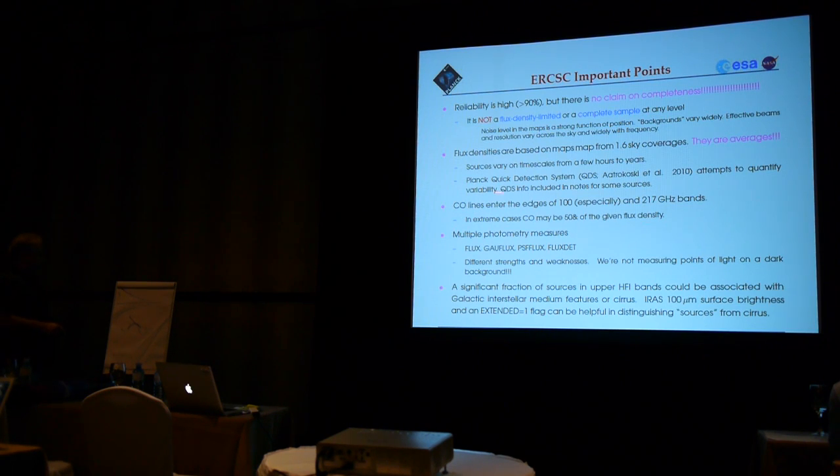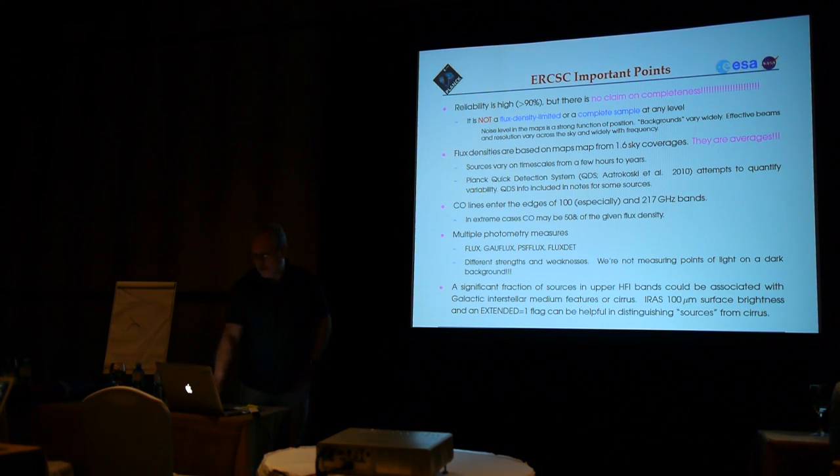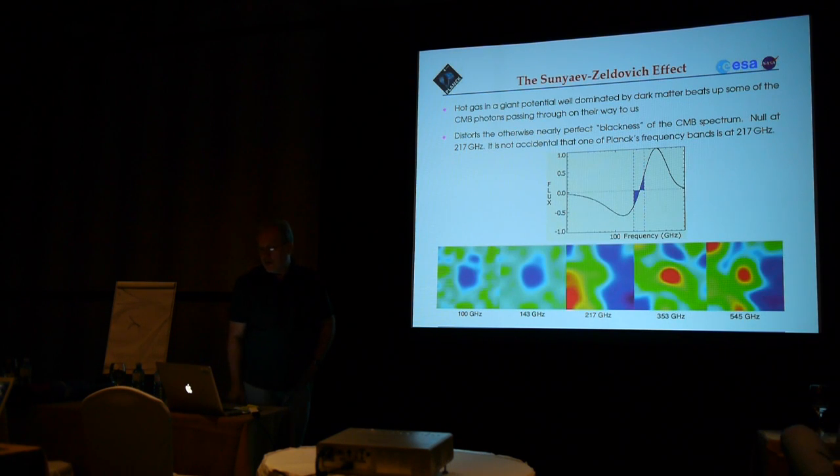There is an issue with the width of the bands on HFI detectors. 100 and 270 gigahertz bands are broad enough to encompass the molecular CO lines, and you have to be very careful separating that. Quite a bit of work went into containing this problem. A significant fraction of sources in the high-frequency HFI bands can be associated simply with interstellar features, Cirrus features in our galaxy that we knew very well about from IRIS.